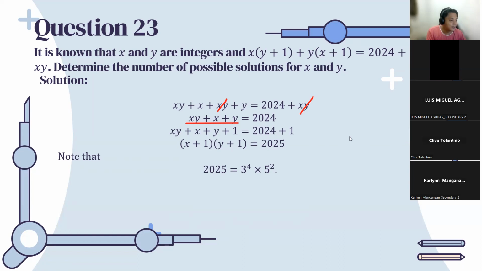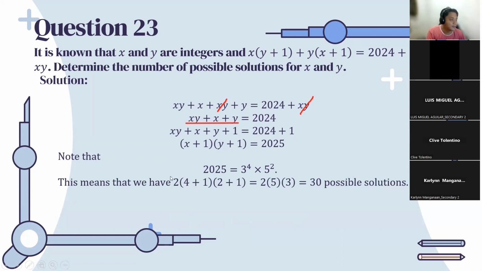So getting the number of factors, you will have 2 multiplied by (4 plus 1)... So we multiply by 2 because we can have negative values here. This formula right here is the number of positive factors, so we just multiply by 2 because the problem didn't restrict us to having x and y as positive integers. So you have 2 times 5 times 3, that will be equal to 30. So you have 30 possible solutions for number 23.